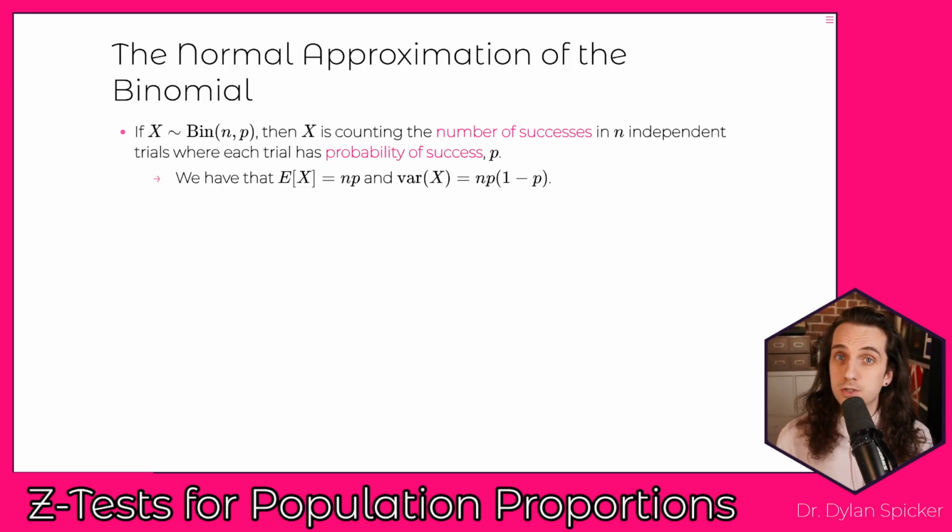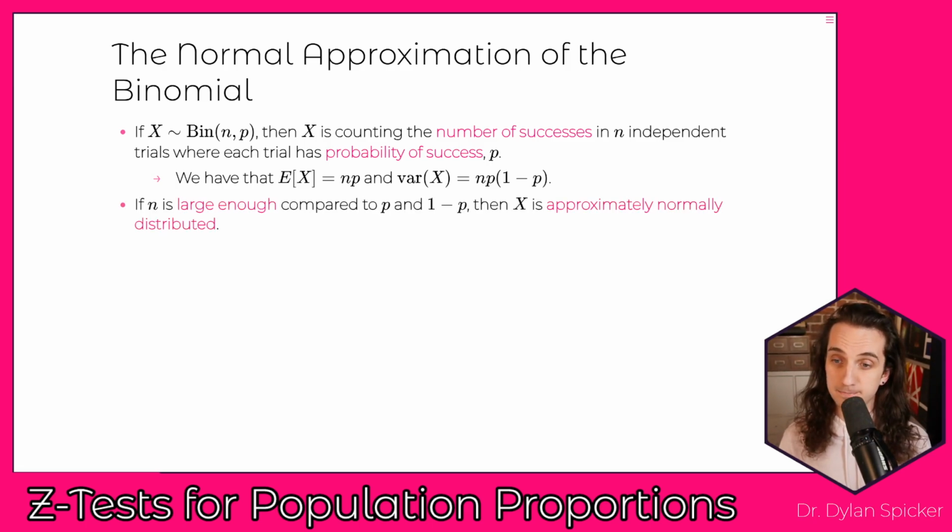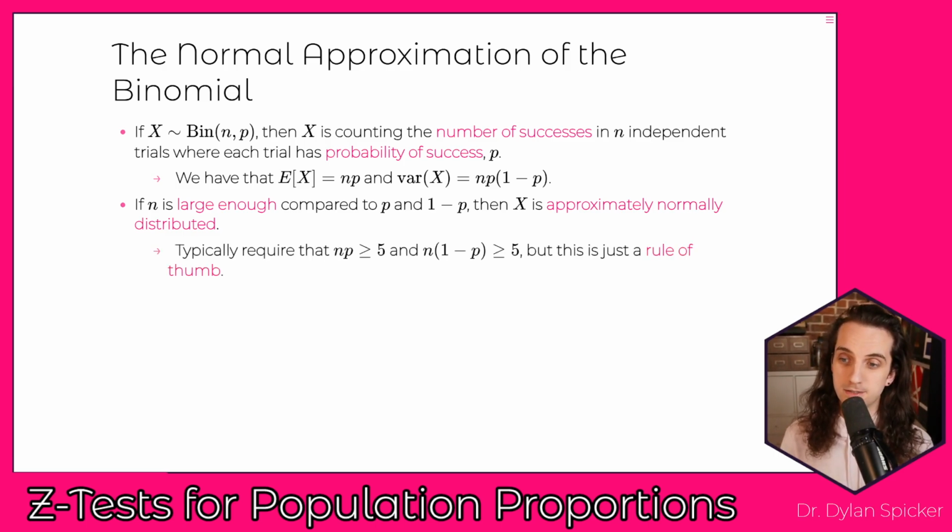From a binomial distribution, we know that the expected value is always equal to n times p. n is the number of trials, p is the proportion of successes or the probability of success. The variance is always going to be n times p times (1 minus p). If we take n to be large enough, at least large enough relative to the values of p and 1 minus p, then we know that X is going to be approximately normally distributed. This comes from the normal approximation to the binomial.